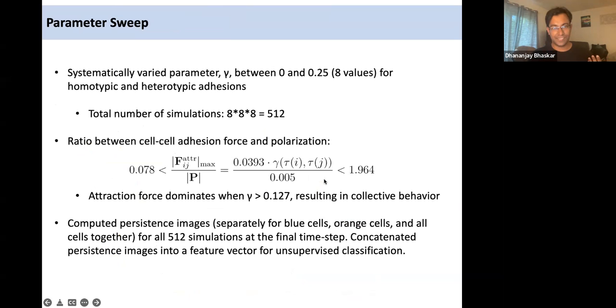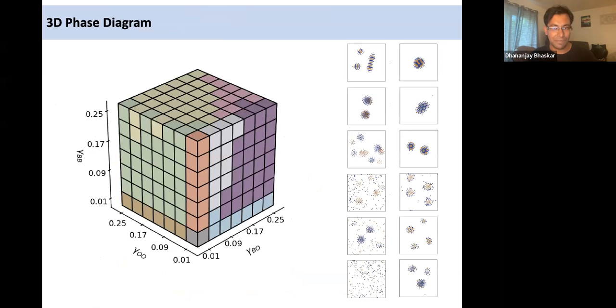We take these persistence images and we feed them into a representation learning framework that gives us low dimensional representations of these persistence images that we can then classify using unsupervised machine learning. That allows us to build this 3D phase diagram, where I have blue-blue adhesion on one axis, orange-orange adhesion on another axis, and blue-orange adhesion on a third axis.